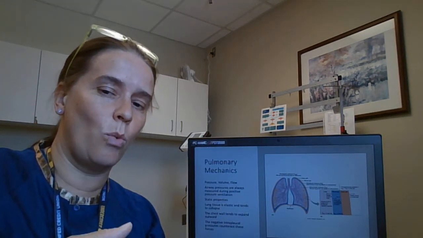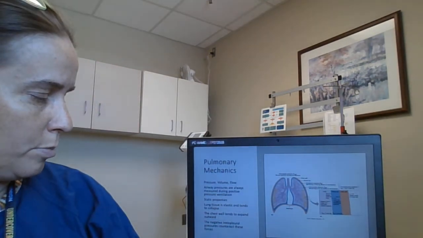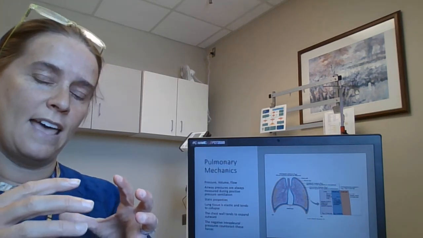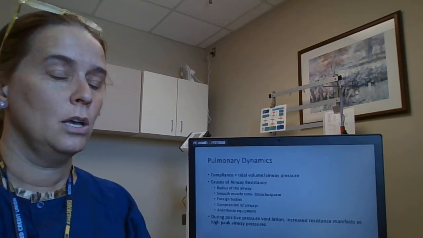generated there and why you'd put one of those in, and the overall negative interpleural pressures that sort of counteract each other and kind of keep the lungs open, and situations where maybe that changes. It's a nice thing to think about in the OR.